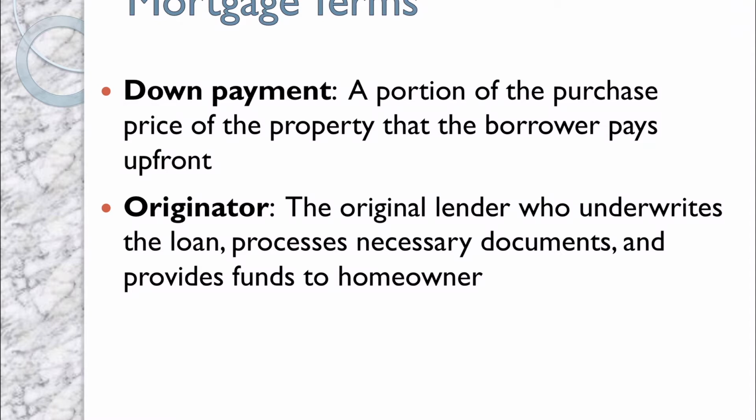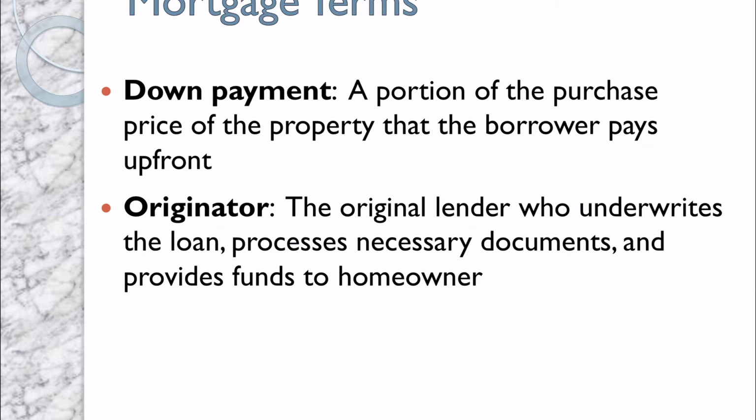Secondly, the second key term is an originator. An originator is essentially a financial institution. They are the original lender who underwrite the loan, they process the necessary documents, and they provide funds to the homeowners. During the financial crisis, these originators were providing loans to individuals who were unable to make the necessary payments. However, these originators didn't really care because these loans were being packaged together and sold off, so if the borrower defaulted, it really wasn't on them.